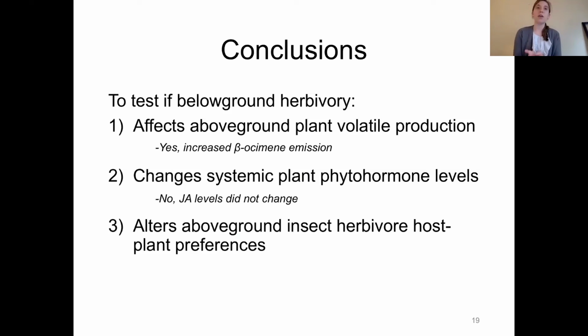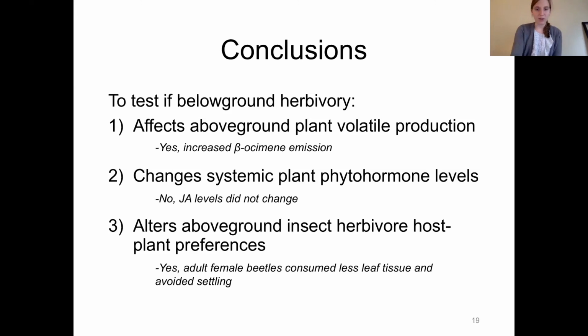But interestingly enough, we didn't find any evidence for changes in systemic plant phytohormone levels. So jasmonic acid or JA levels did not change in the leaves of the plants that were damaged by the larvae below ground. And then finally, when we looked at the adult feeding behavior, we found that yes, adult female beetles consumed less leaf tissue and avoided settling on plants that were damaged by the larvae.